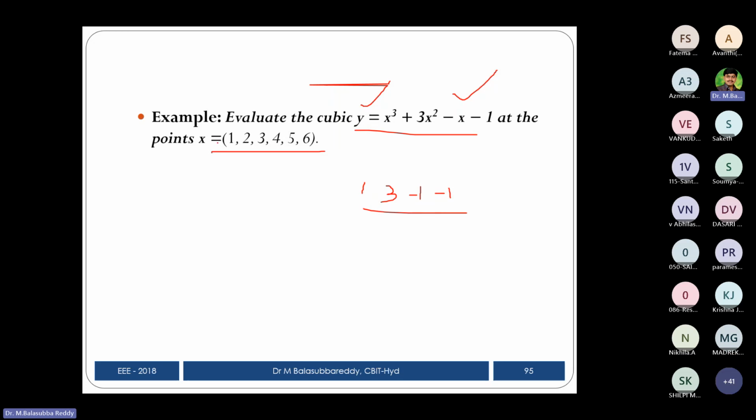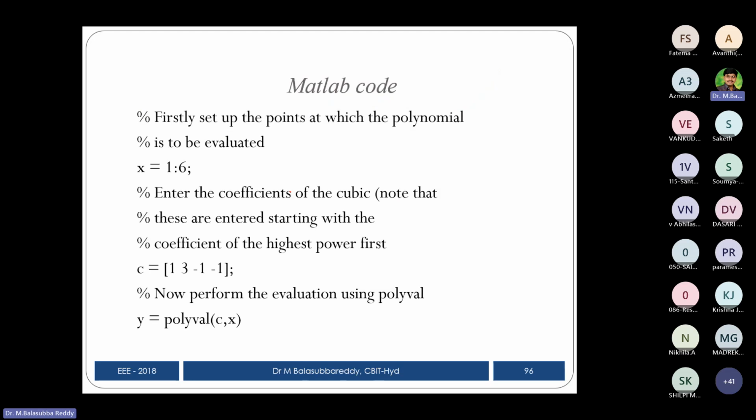And for this polynomial equation, what they are asking is: x is 1, what is y? x is 2, what is y? Like that we need to calculate. Substituting every value is a waste of time. So we already have polyval as a keyword. For that we require two inputs: one input is the coefficients, another input is the x parameter which you want to calculate.